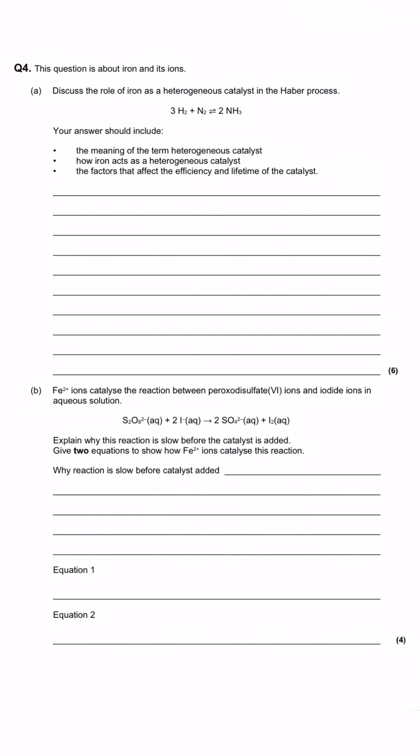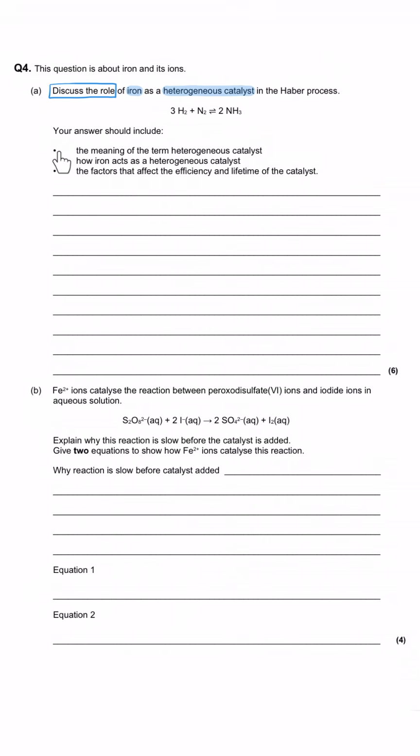This question is about iron and its ions. We've been asked to discuss the role of iron as a heterogeneous catalyst in the Haber process. The equation for the Haber process is shown here. 3 molecules of hydrogen is reacting with 1 molecule of nitrogen, will reach equilibrium, and we're going to have 2 ammonia being produced as a result.